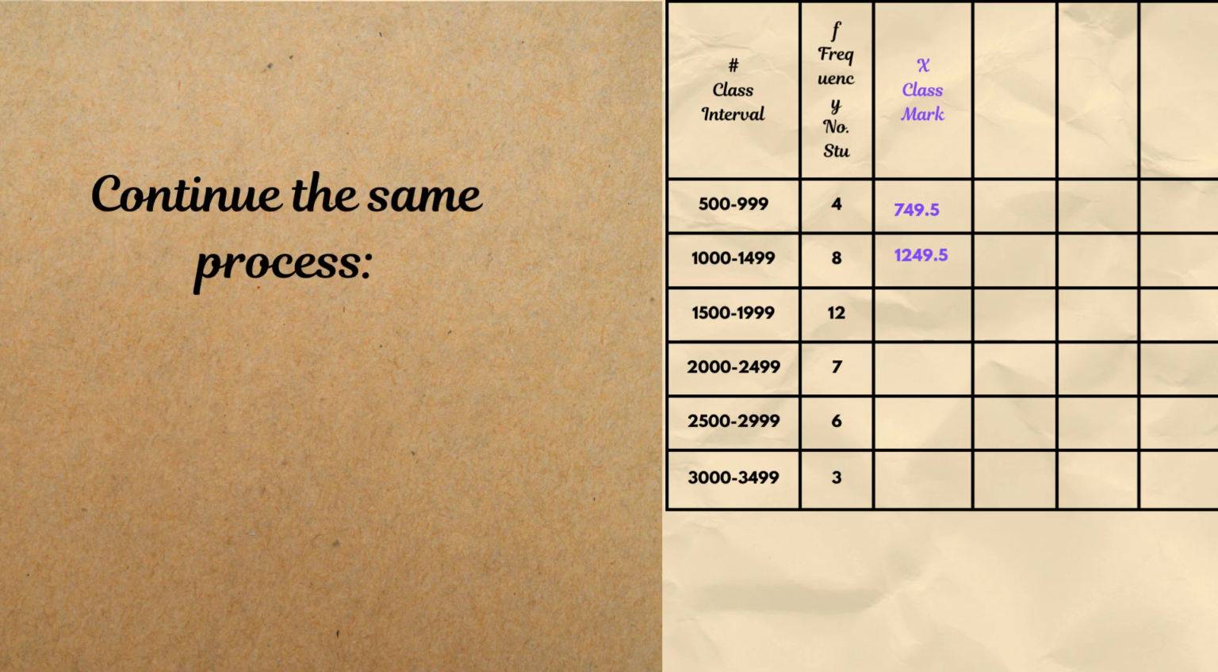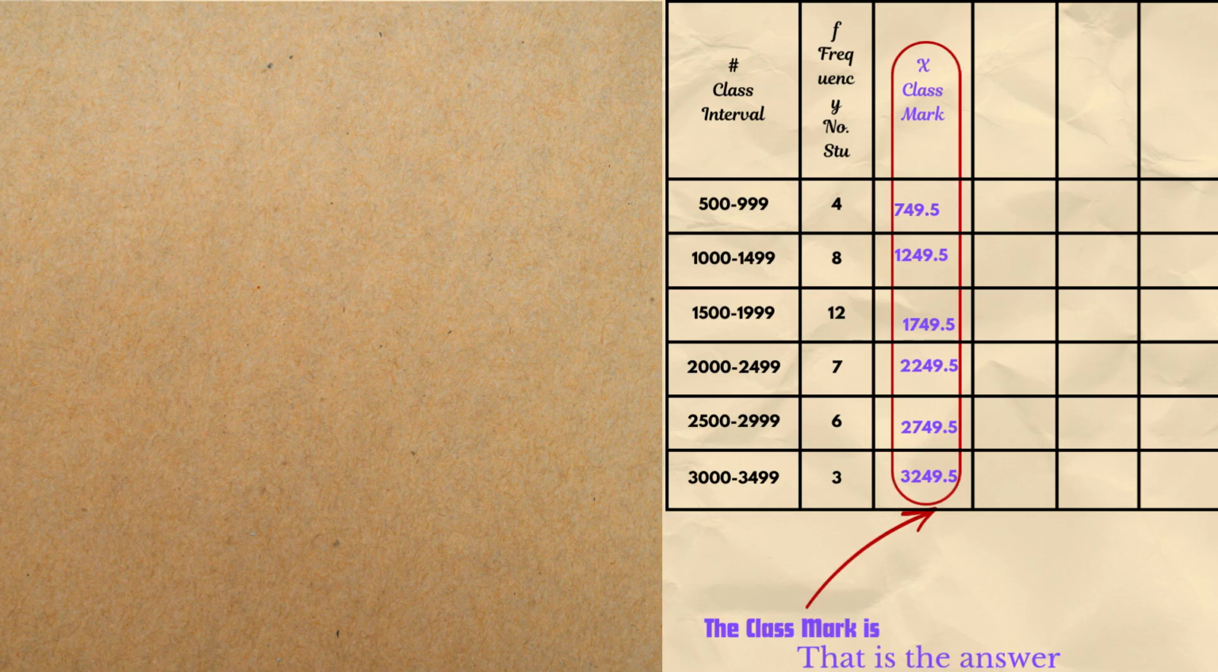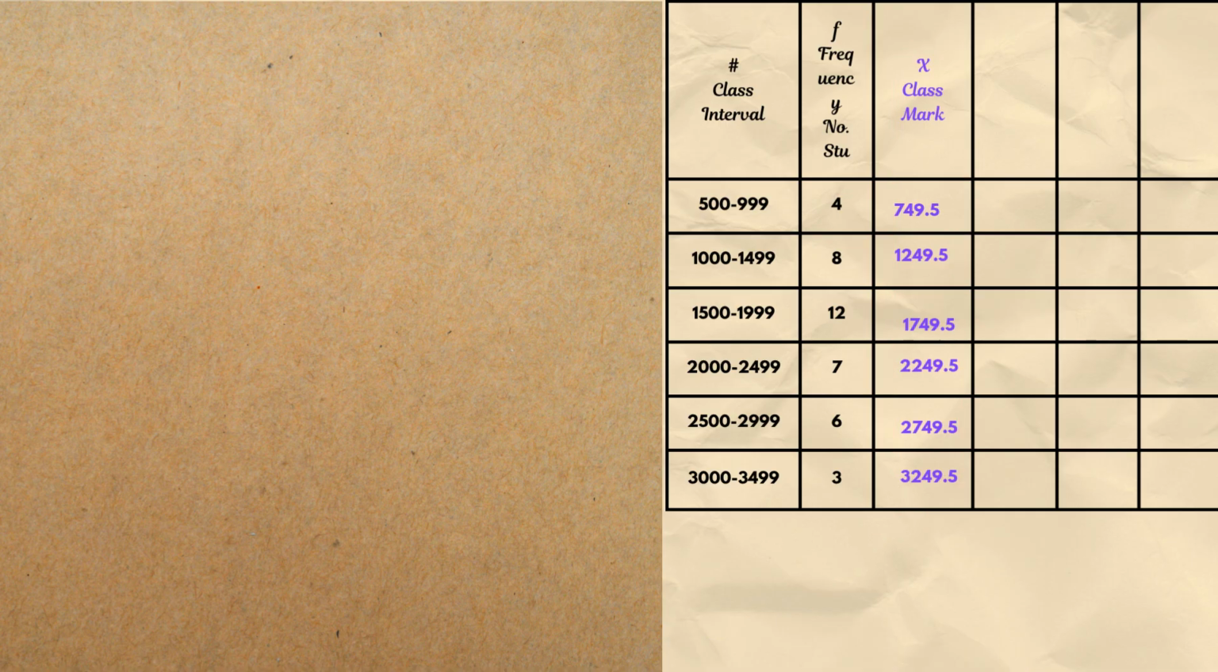Continue the same process. The class marks become 749.5, 1249.5, 1749.5, 2249.5, 2749.5, 3249.5, and that is your answer. Very easy marks already. Now let's move to number 2.